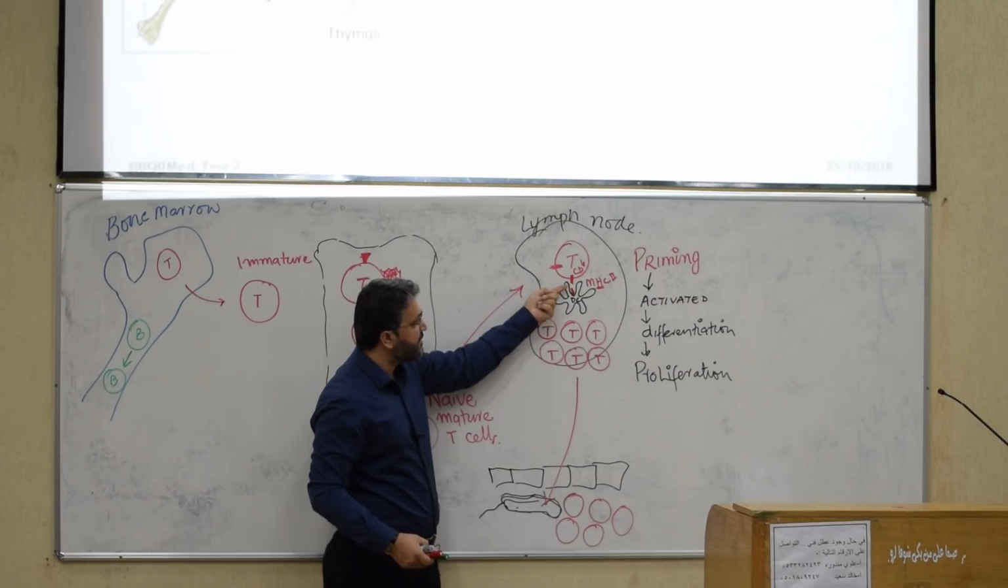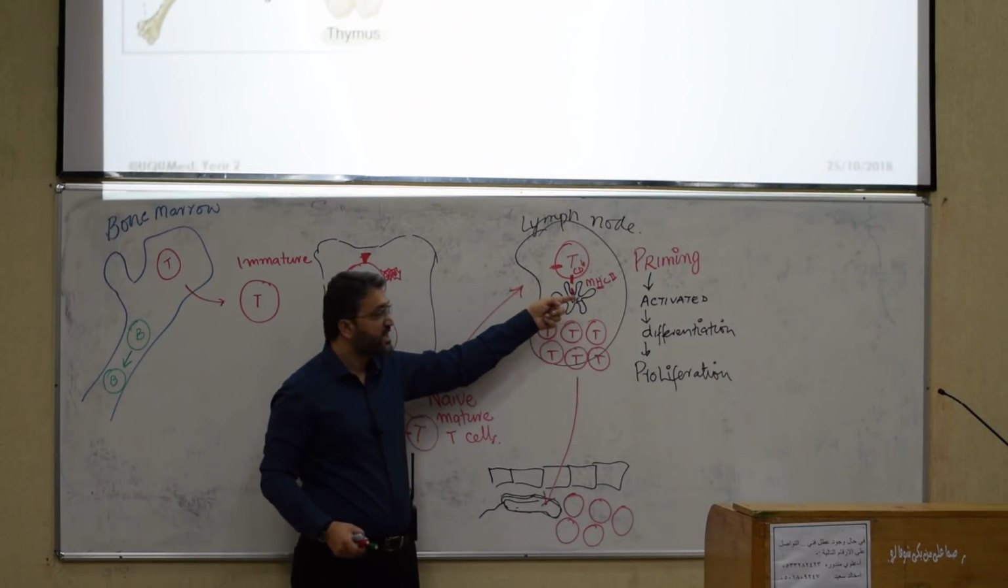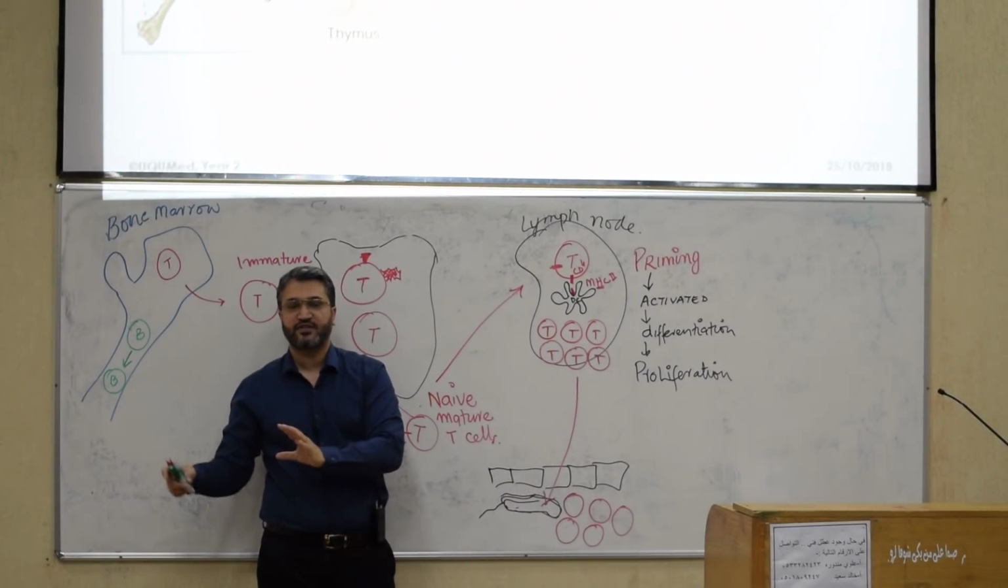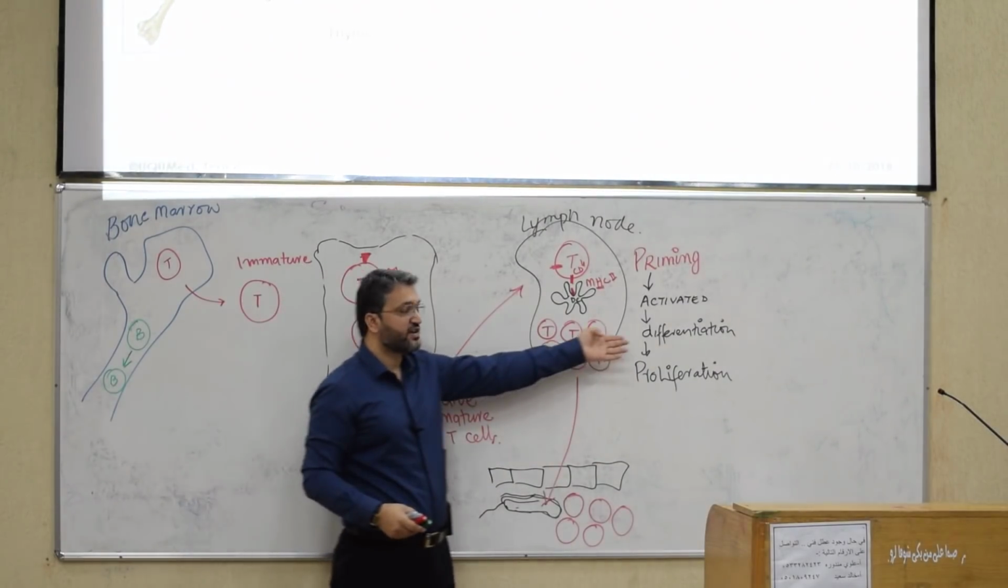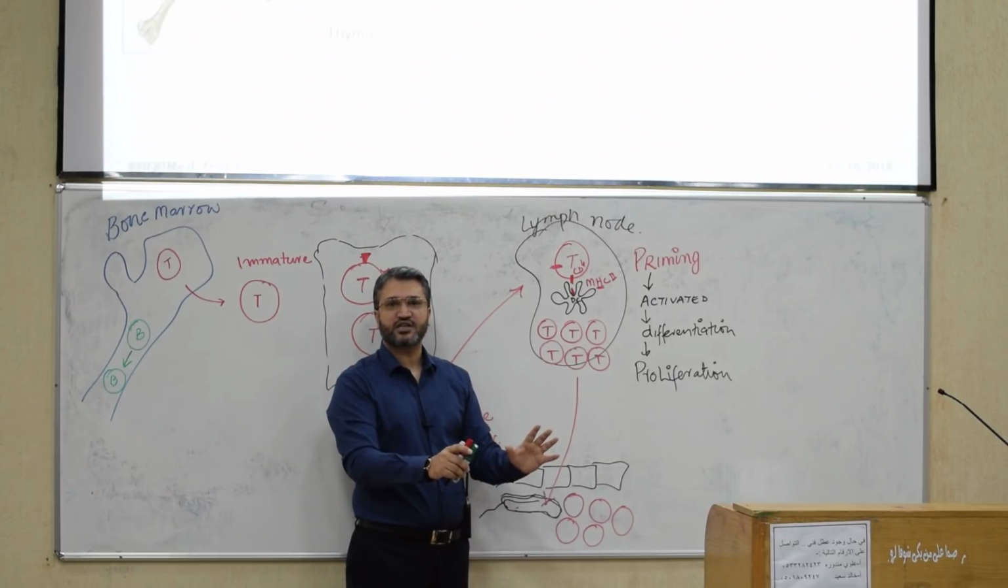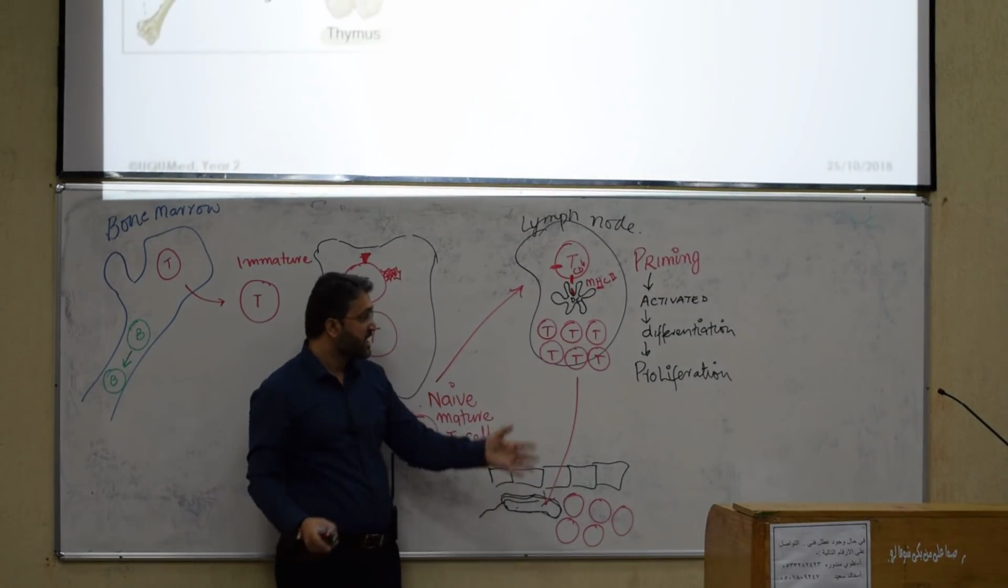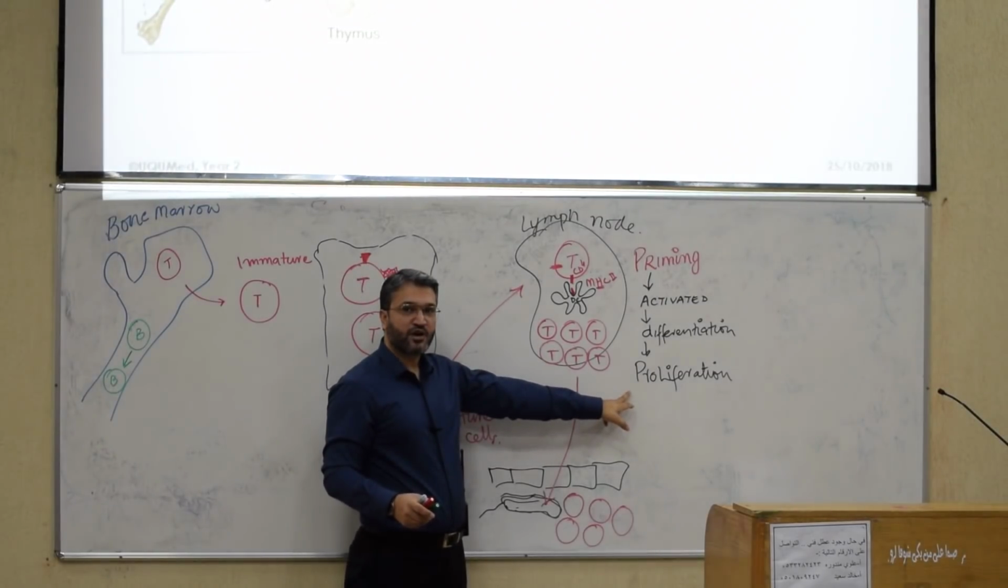Now after priming, the T cell gets activated. Now it has to become either Th1, Th2, Th17. This is called differentiation. Once the differentiation has occurred, they have to increase their army. Their numbers have to increase a lot. This process is called proliferation.